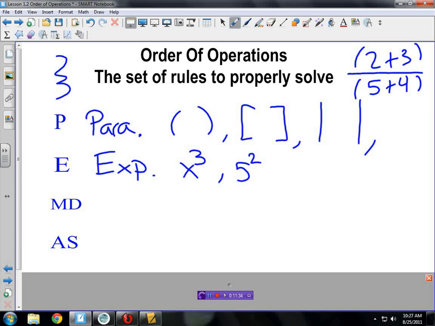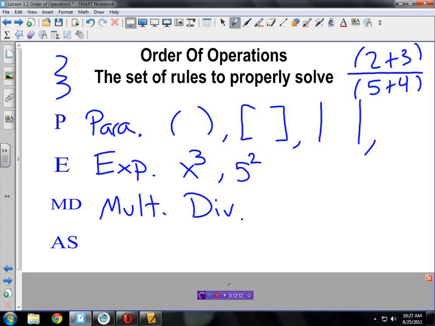What does the MD stand for? Multiplication and division. Now, does anybody know why I put them together here while I put these letters by themselves? Yeah, they're almost the same thing, right? They're kind of backwards of each other, which means that multiplication and division have the same strength. If there's more than one multiplication or division in your expression, we're going to do them from left to right, like we read. Okay, so left to right.